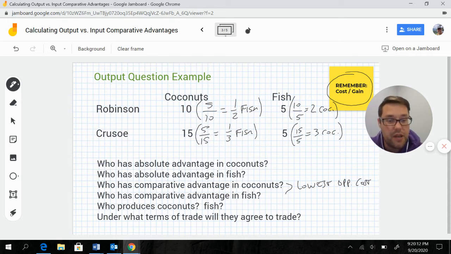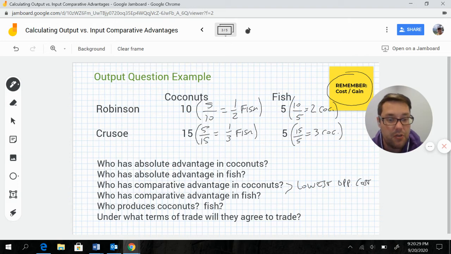And go to fish now. Who's got the lower opportunity cost? 2 is less than 3, right? So Robinson's going to specialize in fish because of the lower opportunity cost. So this is essentially asking the same question, just in a different way. Under what terms of trade would they agree?